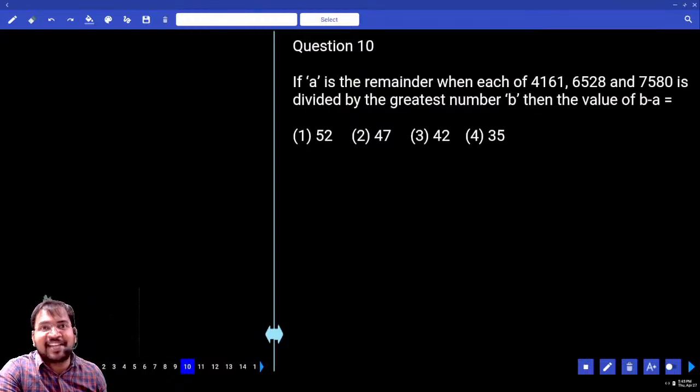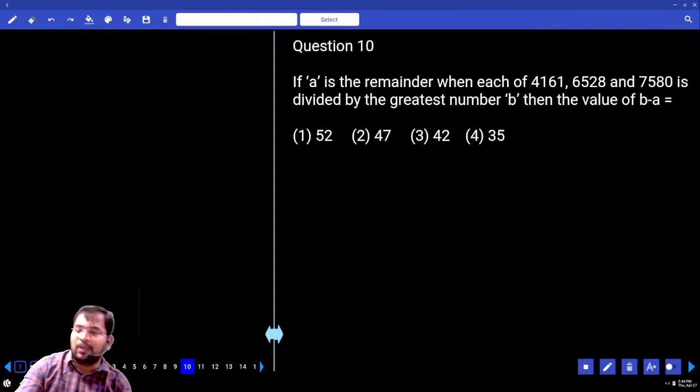Whenever there is the same remainder in each case, I already gave one rule in LCM and HCF. Take the difference between the first two numbers, the last two numbers, and the first and last number, then take the HCF. That HCF is B, and the remainder will be A. After getting B and A, we go for B minus A.